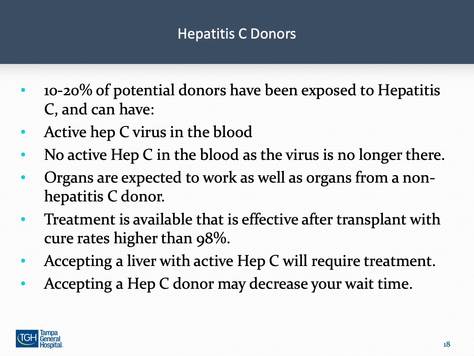Hepatitis C donors. 10 to 20% of potential donors have been exposed to hepatitis C and can have active Hep C virus in the blood, or no active Hep C in the blood as the virus is no longer there. Organs are expected to work as well as organs from a non-hepatitis C donor. Treatment is available that is effective after transplant with a cure rate higher than 98%.